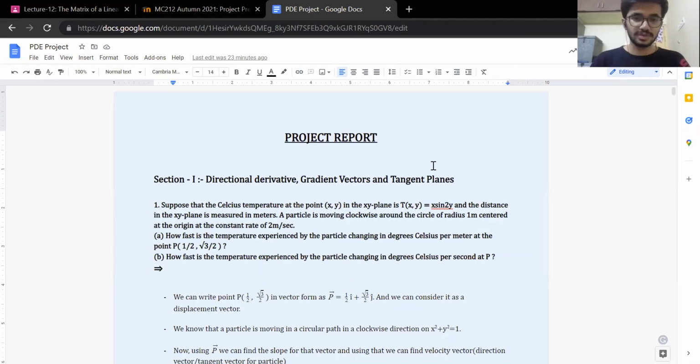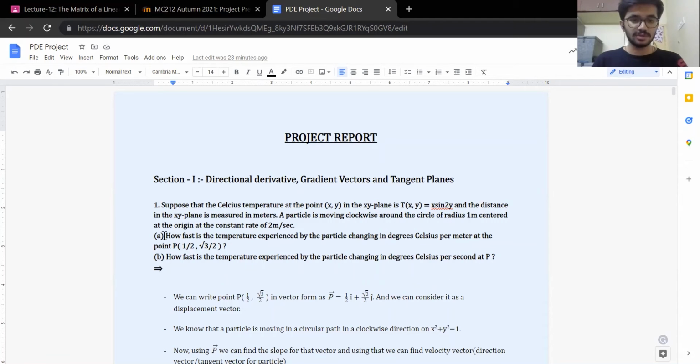So in the first question, we are given a Celsius temperature equation lying in the XY plane, and the distances are measured in meters. There is a particle which is moving in a clockwise direction around a circle with radius 1 centered at the origin, and it's moving with a constant speed of 2 meters per second.